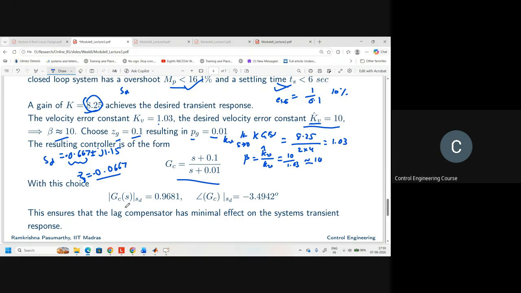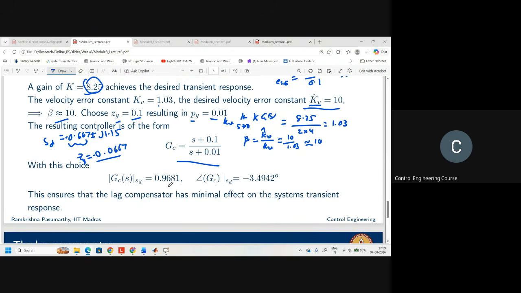With this choice, the Gc is equal to 0.961. This is close to 1, that is what actually we are interested in. This is always the gain of this compensator is 1, and the angle is negligible, it should be almost 0. It should be like that, so that it won't disturb the original system.